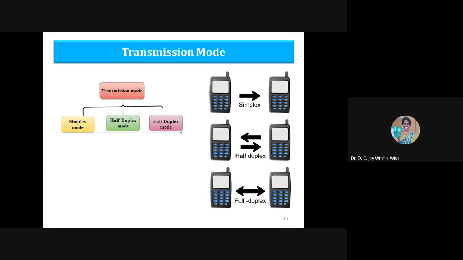So the serial port that is available in 8051 uses the full duplex transmission mode. That is, it can transmit and receive at the same time. Full duplex mode is used in the 8051.